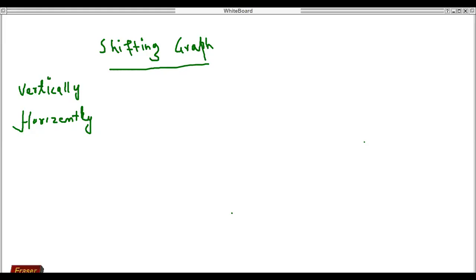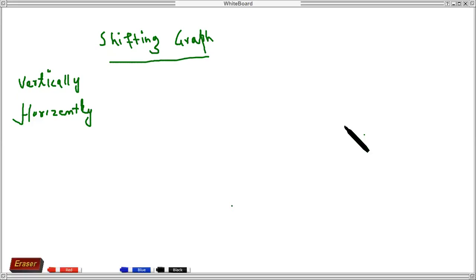We have shifting graph. How can you shift a graph? There are two ways of shifting a graph. One way is shifting the graph upward. The second way is shifting the graph downward. So, vertically shifting and horizontally shifting. How can you shift a graph?